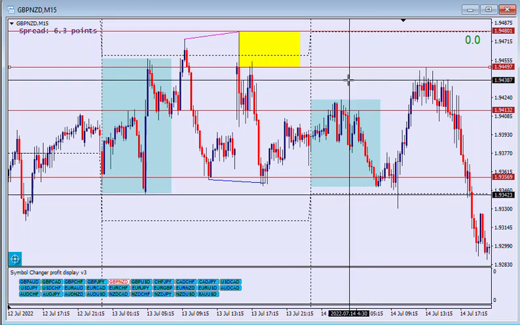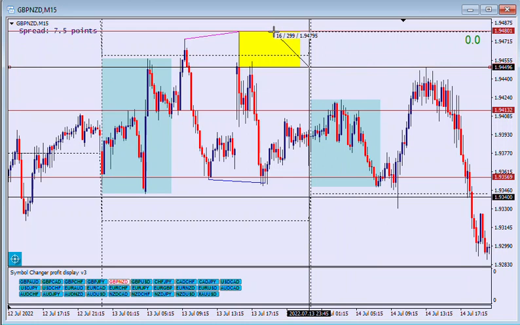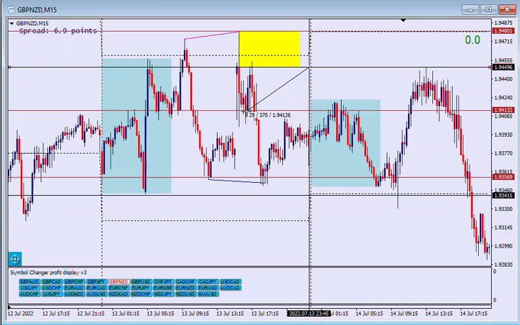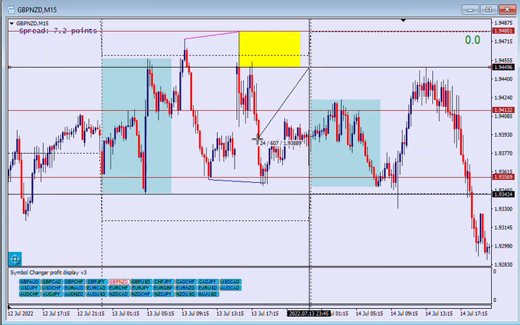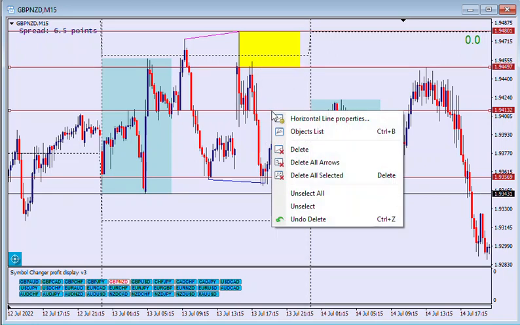So remember, we'll measure our stop loss, which is about 30 pips here. Then our first target is going to be here, and we want to take at least 1 to 2. So 1 to 2 will be somewhere here, 60 pips here. Then final target is around 90 pips. That is also 1 to 3, right?